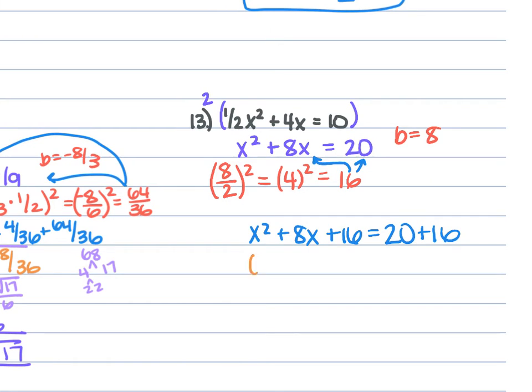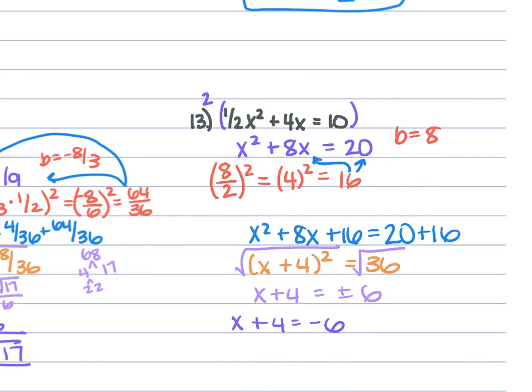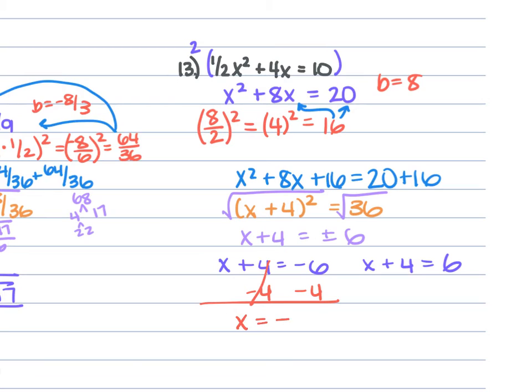This is going to end up as x plus 4 squared is equal to 36. We take the square root of both sides, so x plus 4 is equal to plus or minus 6. I separate this into two equations. X plus 4 is equal to negative 6. X plus 4 is equal to positive 6. I then subtract that 4 from both sides to get x is equal to negative 10 and x is equal to 2.